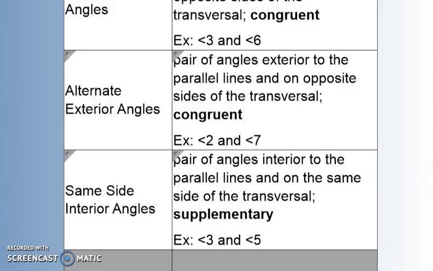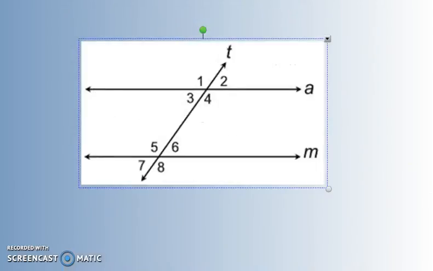So I actually want to go back to that picture and show you how they're supplementary. So 3 and 5. We could say that 1 and 3 are supplementary, and that's something that we've already gone over, which is called a linear pair. 1 and 3 form this straight line right here. So I could say that 1 and 3 are supplementary. Then I've also previously said that angle 1 and angle 5 are congruent because they're corresponding. So 1 and 5 are congruent. 3 and 5 are now supplementary because 3 and 1 are supplementary.